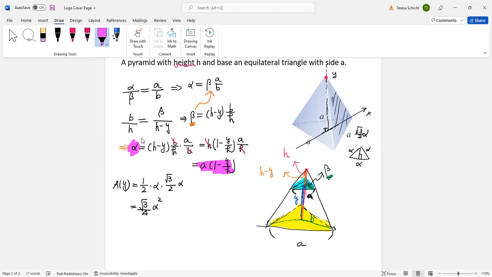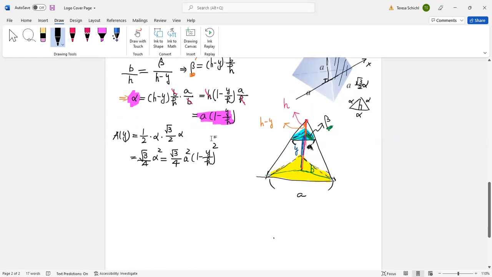Alpha, we find, is equal to a times 1 minus y over h, squared. So here, this will be equal to the square root of 3 over 4. Then alpha squared will be a squared times 1 minus y over h, squared, right? So this is my area.